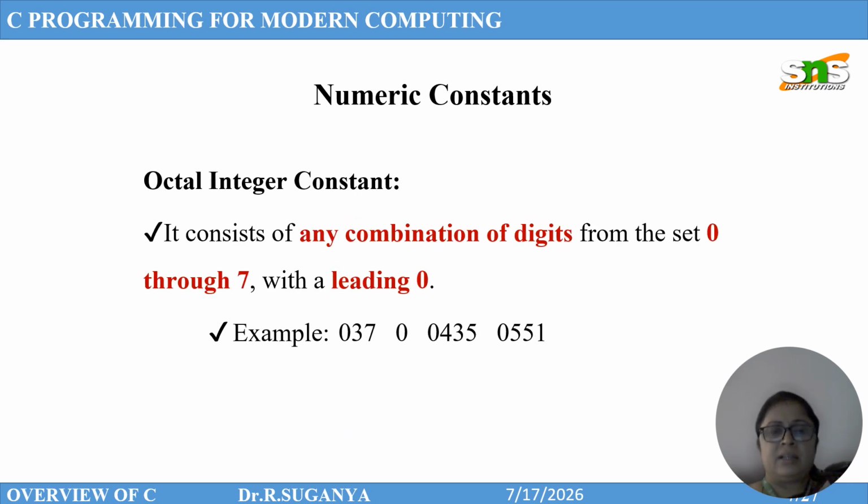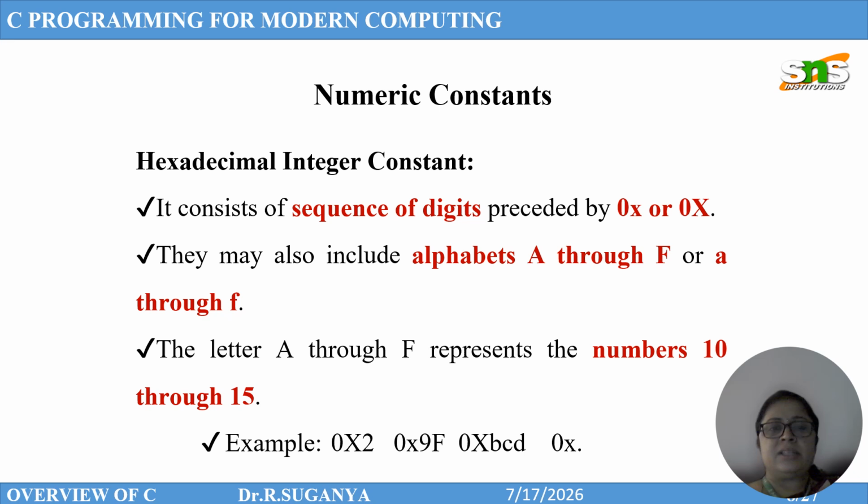The next one is the octal integer constant. It will be from the set 0 to 7 with a leading 0. It could be up to 7 only. So 0, 3, 7 are examples for octal integer constants. Next is hexadecimal integer constants. It consists of a sequence of digits preceded by 0x or 0X in uppercase letters. It may include alphabets A to F, or a through f. The letters A to F represent the numbers 10 through 15. And this is an example.